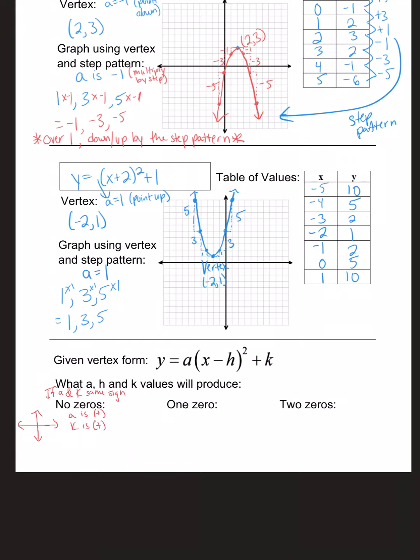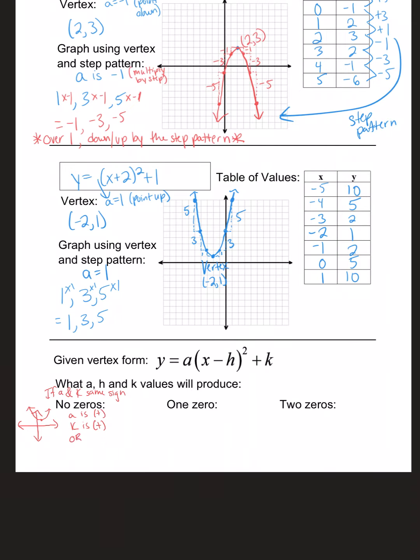Well, if k is positive, then it's going to be somewhere above my x-axis, right? My vertex is going to be somewhere up here. If a is positive, that means it's going to open up. So if it opens up and k is positive, then it's never going to cross the x-axis.